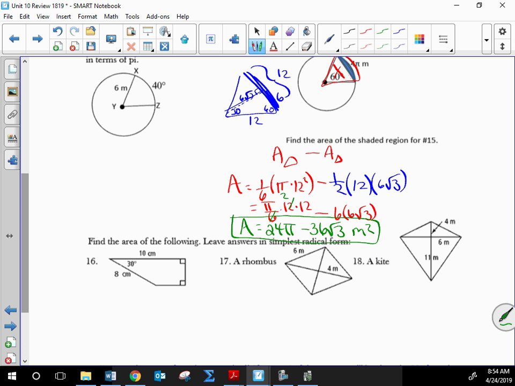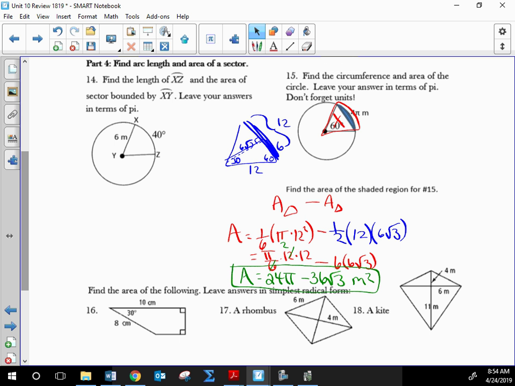Is that what you guys got? Oh, you have. Awesome. Very good. So again, this is another example with a triangle where, because it was not already a right triangle, we had to actually draw that height, that altitude, and find it using 30-60-90. Other questions with 15?